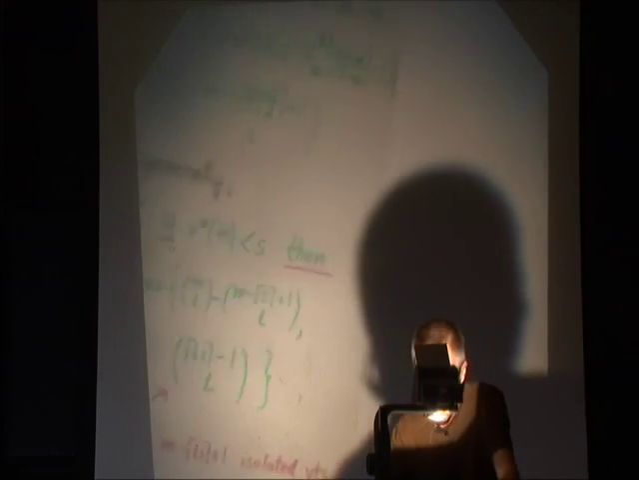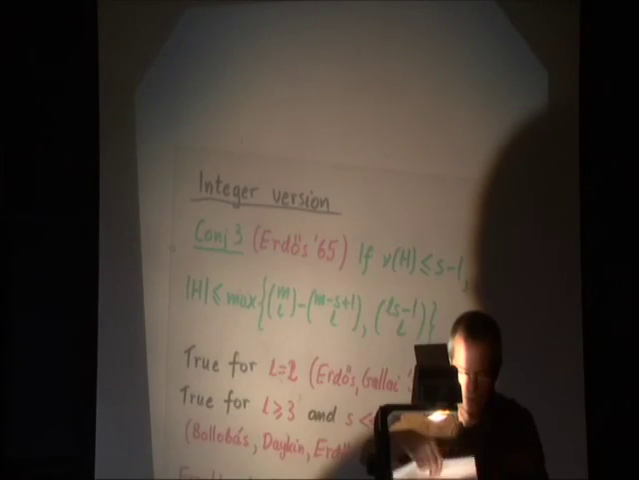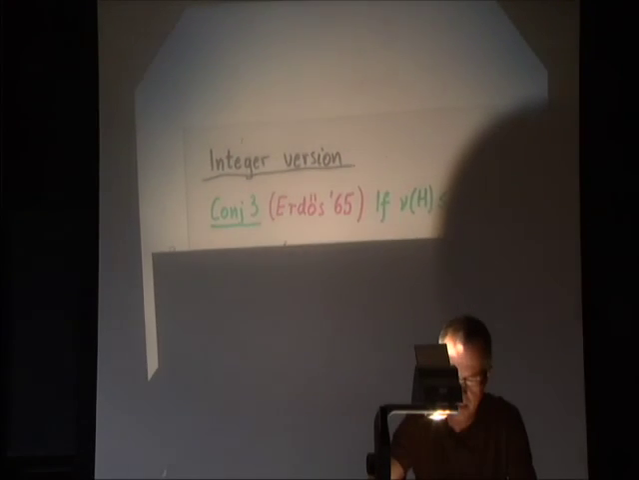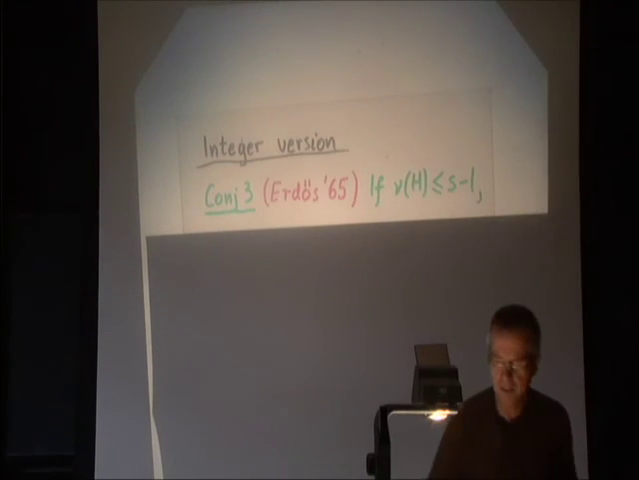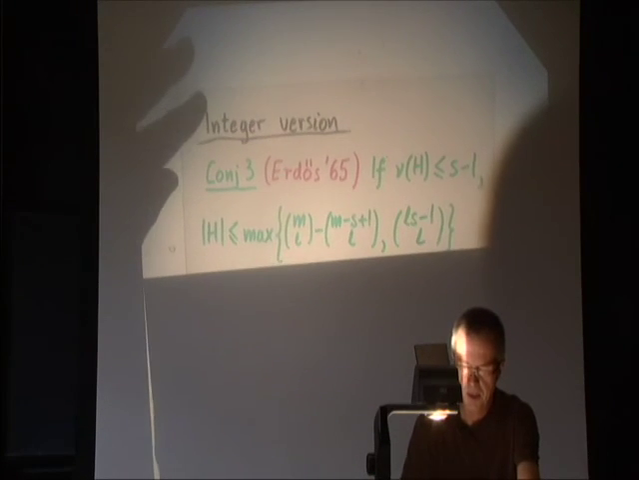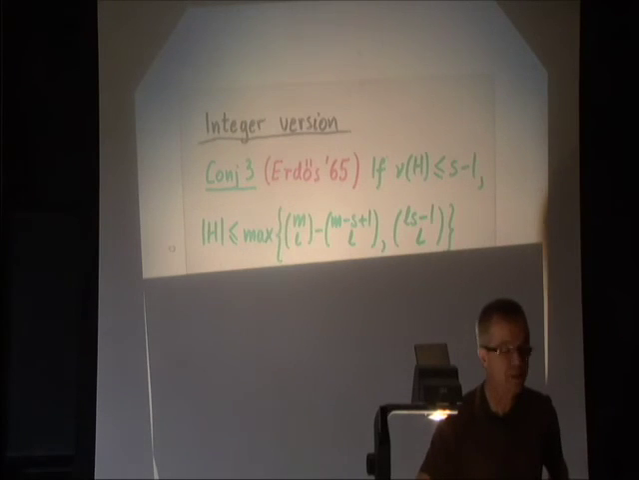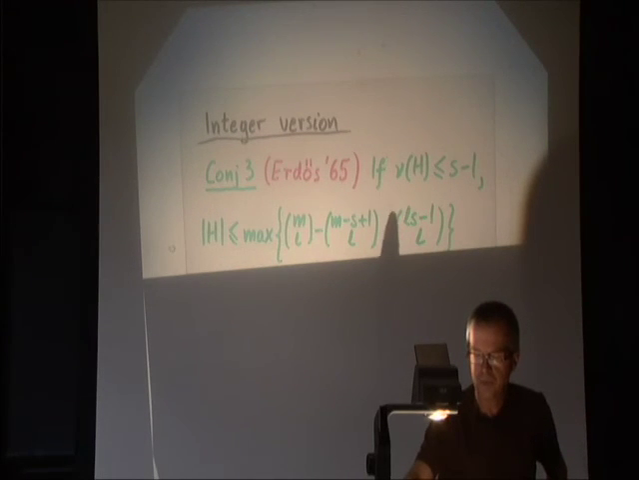And indeed, we found that such a conjecture exists. In fact, it was stated long ago by Andrzej in '65. So here is the conjecture. It looks exactly the same, except that we don't have the stars. It says that if you have an L-uniform hypergraph without a matching of size S, so the largest matching is at most S minus 1, then it cannot have too many edges.